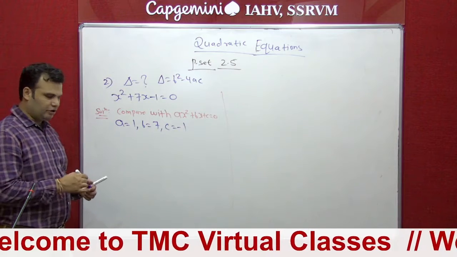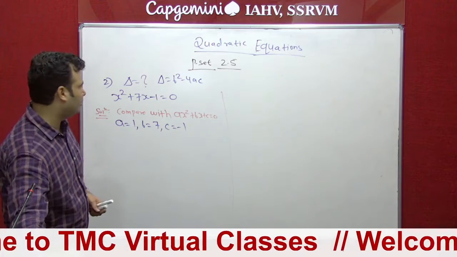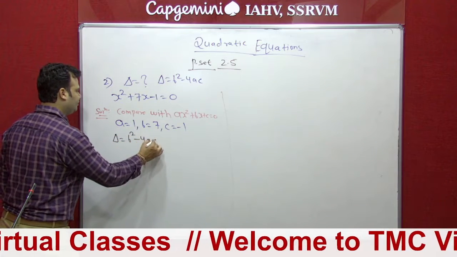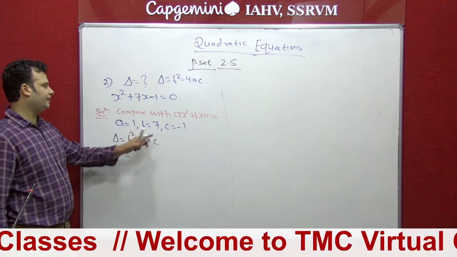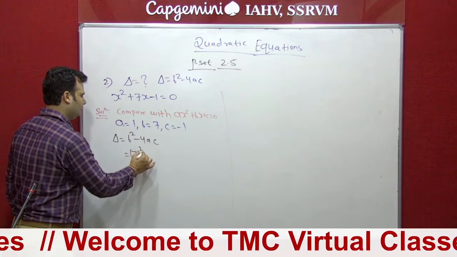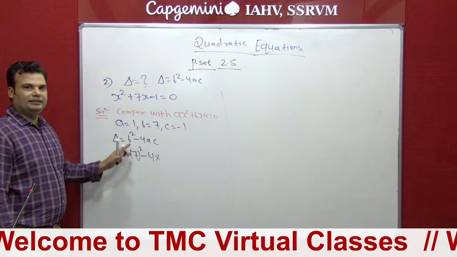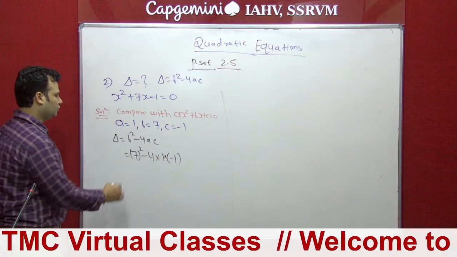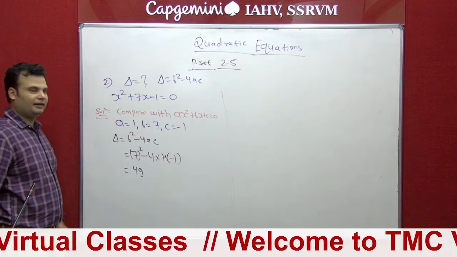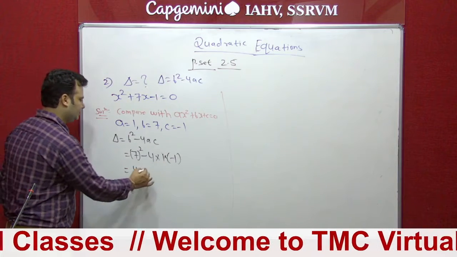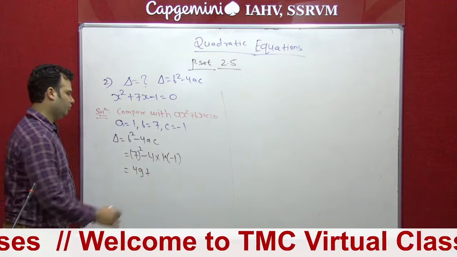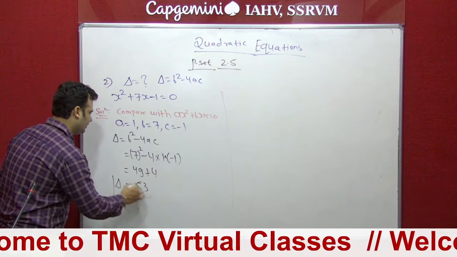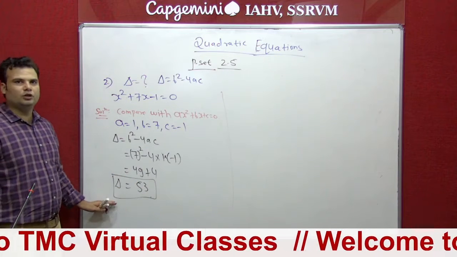Now we have to find the value of discriminant, means b square minus 4ac. So del equal to b square minus 4ac. What is the value of b here? 7. So 7 square minus 4a. A is given 1, and c is given minus 1. So 7 square is 49. Minus into minus become plus. 4 1 is 4. So 49 plus 4 is 53. So what is the answer? Del equal to 53. So very simple.